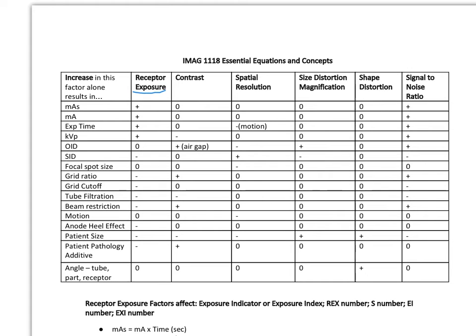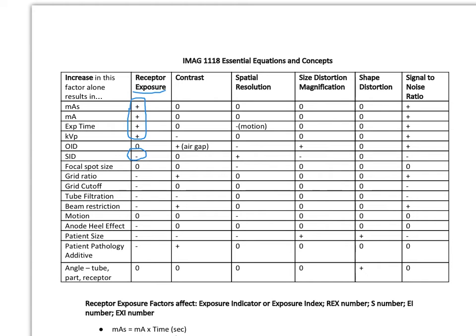Any increase in mA and exposure time will increase that proportionally, and kVp will increase that by the 15% rule, so all those factors increase the receptor exposure. SID, as it increases, the receptor exposure goes down by the inverse square law. So if you double the SID, you'd have 1/4 the amount of receptor exposure. Grid ratio, as the grid ratio increases, more X-rays are blocked from the receptor, and so that decreases receptor exposure.